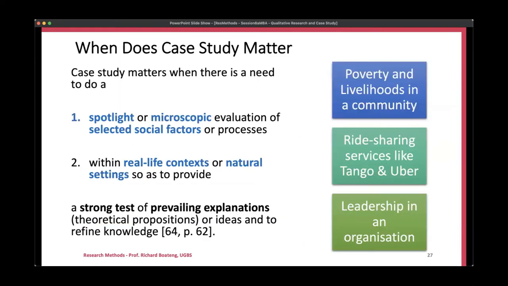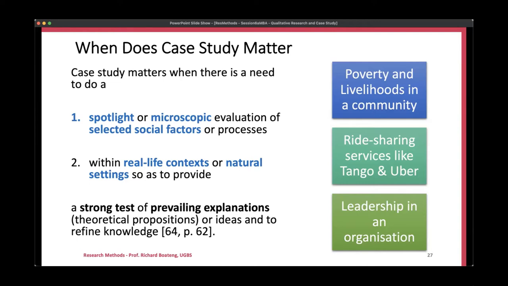Now, a case study matters when there's a need for you to do an intensive, spotlight, microscopic evaluation of a phenomenon, or a set of processes within a particular phenomenon or within a community. Those processes or phenomena you want to study in their natural settings, so that you can have some understanding of why it occurs, how it occurs, or even when it occurs, and what's occurring. Usually, anybody who is carrying out a case engages in that intensive analysis to test the prevailing explanations or theoretical propositions or ideas and to refine knowledge.